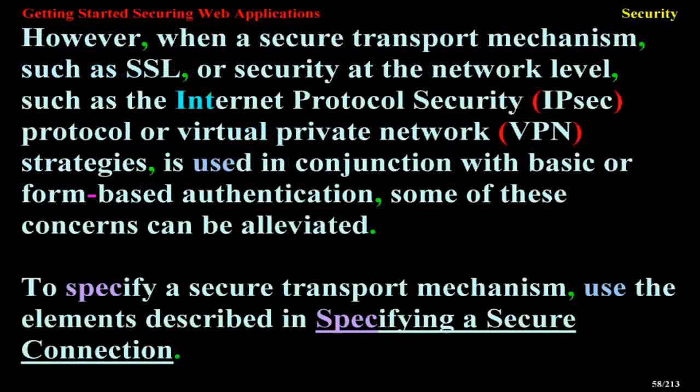However, when a secure transport mechanism, such as SSL, or security at the network level, such as the Internet Protocol Security IPsec protocol or Virtual Private Network VPN strategies, is used in conjunction with basic or form-based authentication, some of these concerns can be alleviated. To specify a secure transport mechanism, use the elements described in specifying a secure connection.